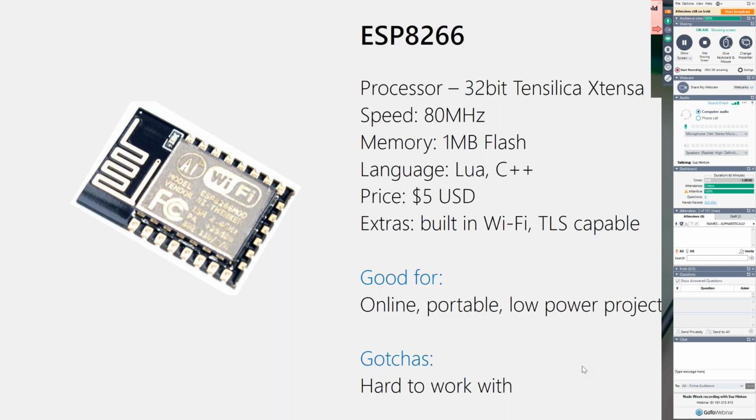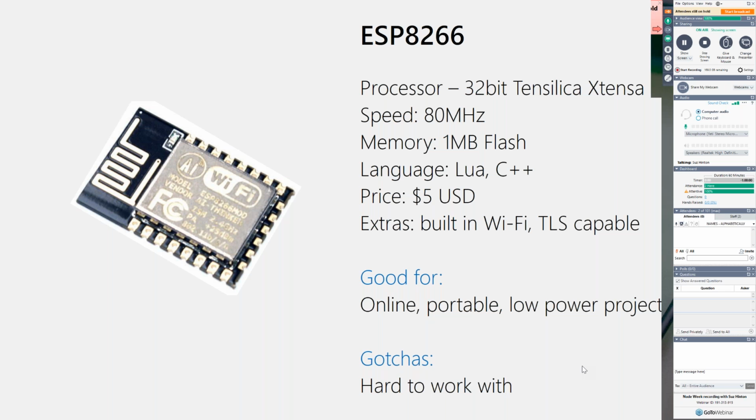So it does have built-in Wi-Fi. That's the whole, I guess, appeal of this device, is it's so cheap and you get built-in Wi-Fi. It is capable of TLS. Currently, there are libraries out there for TLS 1.1, so that's pretty good. You are going to see some encryption support there if you'd like to keep your Internet of Things devices private, and I think that's really important to consider. They are really good for obviously online stuff.